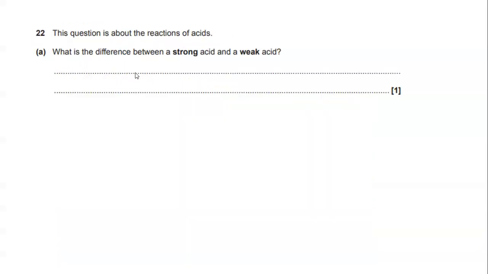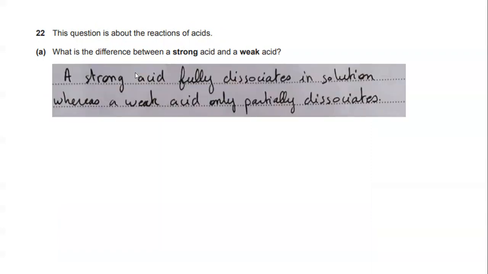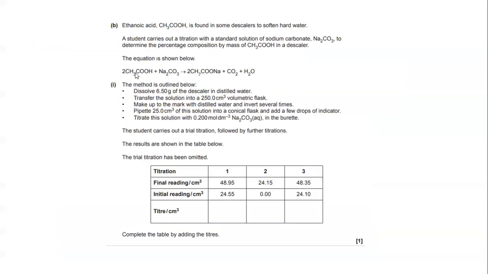What is the difference between a strong and a weak acid? You need to know that by now. You're going to review it in Year 13, sorry, I might be lost there. So a strong acid fully dissociates in solution, a weak acid only partially dissociates in solution. This is all you need to say. Okay, then we have this huge thing.